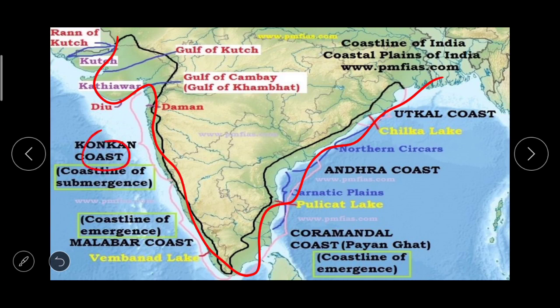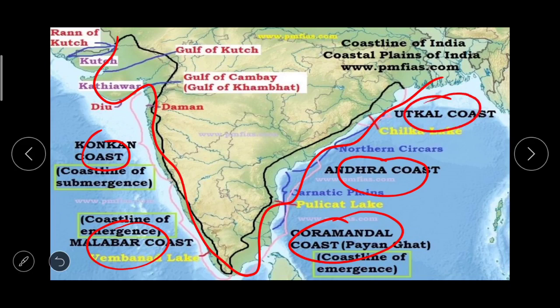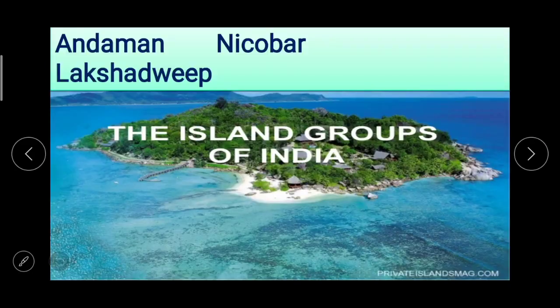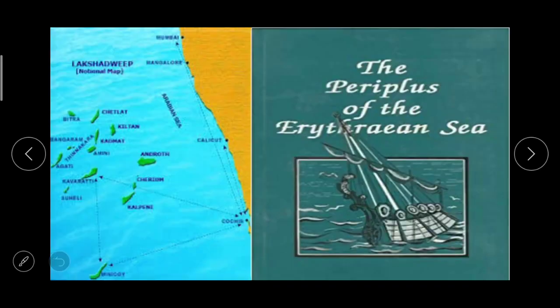Konkan coast, Malabar coast, Coromandel coast, Andhra coast, Utkal coast, and then the islands in the sea. Andaman and Nicobar are the Indian islands in the Bay of Bengal. Then the Lakshadweep is a group of Indian islands in the Arabian Sea. The location of these islands may have been important in ancient sea trade.